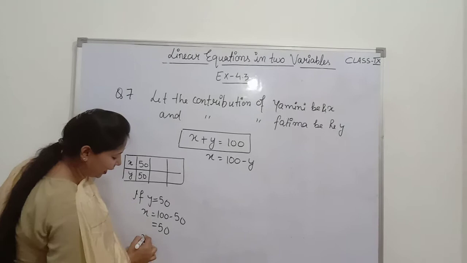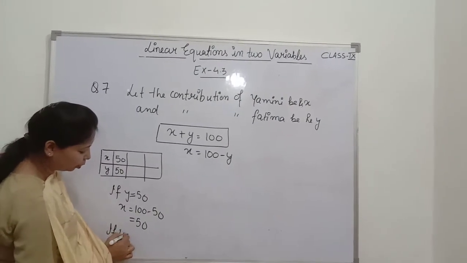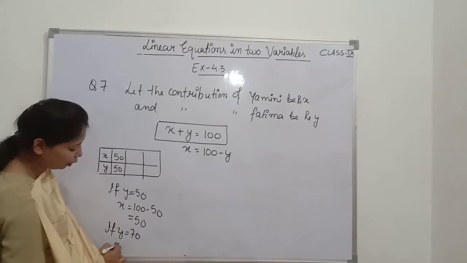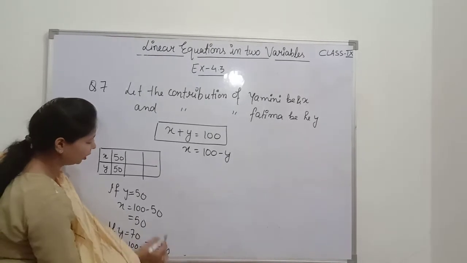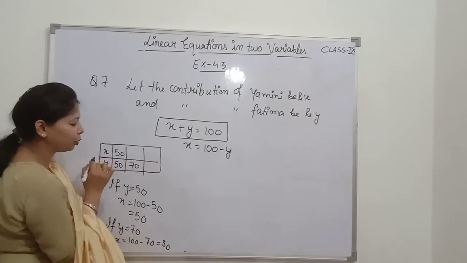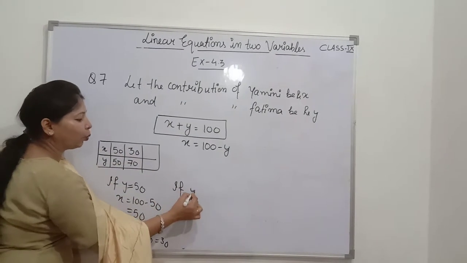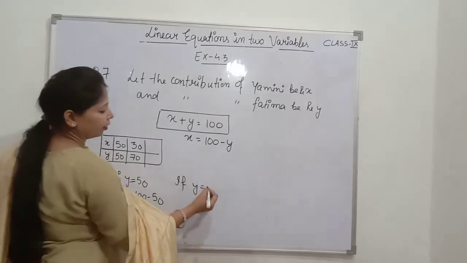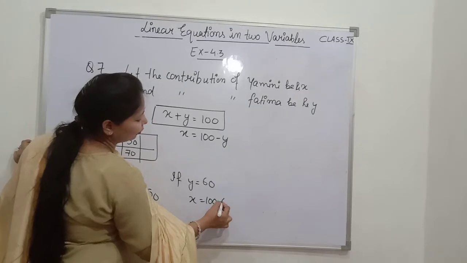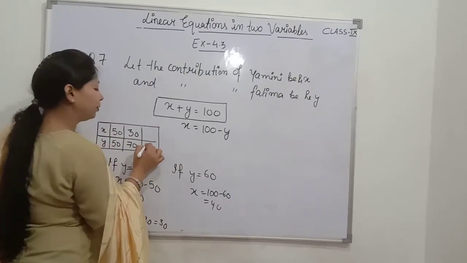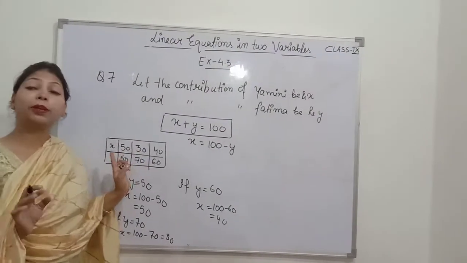Now if I take y equal to 70, then what is the value of x? You can take any value. It's 100 minus 70, that is equal to 30. If I take y equal to 70, we will get x equal to 30. And if I take y equal to 60, then what is the value of x? 100 minus 60 is 40. So this becomes 60, 40. So you will see that the sum of all these values becomes 100.